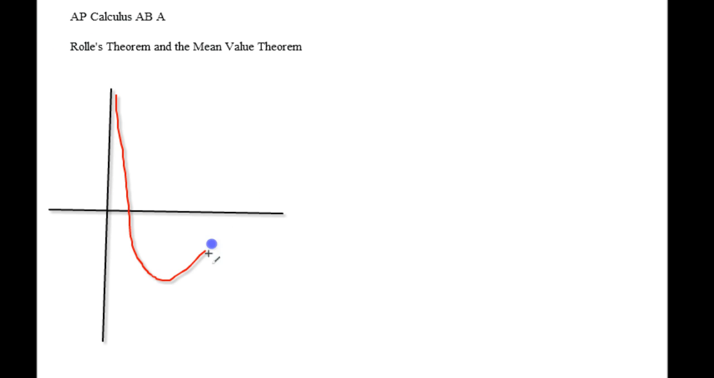Okay, so let's say we have a function that looks like this, an actual parabola. Now what it's saying is that at the same y value, there are going to be two x's where we get the same y value. And so what that's saying is that somewhere in here, there has to be a line that is tangent and therefore horizontal to the actual graph. Okay, so that's what Rolle's theorem is saying.